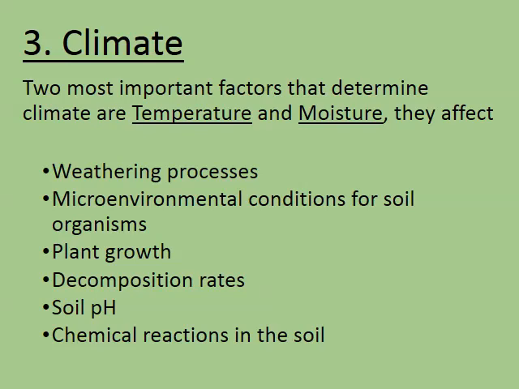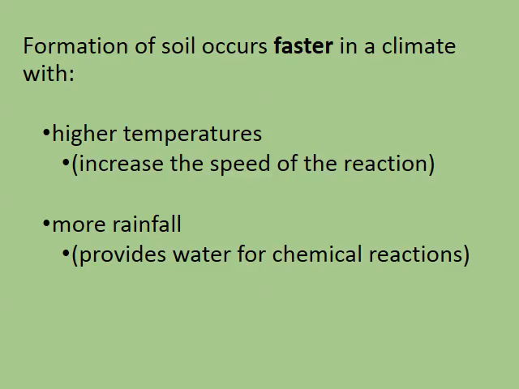So climate, you have temperature and moisture. These affect your weathering, your macroenvironmental conditions for your soil organisms, plant growth, decomposition rates, soil pH, and chemical reactions in the soil, all of which are going to form things slower or faster. The fastest soil forms with higher temperatures because it acts as a catalyst for the speed of the reaction of things breaking down, and with more rainfall, which is going to provide water for chemical reactions. So your warm, wet climates that have enough of the material present are going to give you better soils.